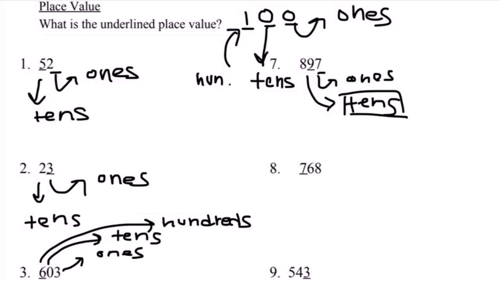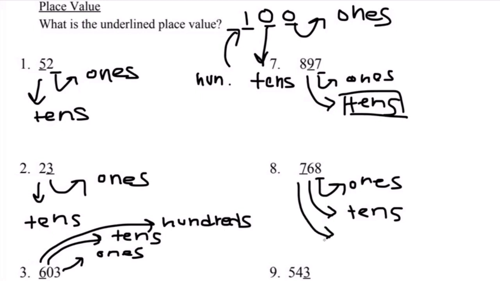Number 8, 768. The 8 in 768 represents our ones value because 8 is just 8. The 6 in 768 represents our tens value because the 60 in 768 is 6 tens. Last but not least, the 7 in 768 represents our hundreds value because there are a total of 700. Therefore, 700 in 768 represents our hundreds value.